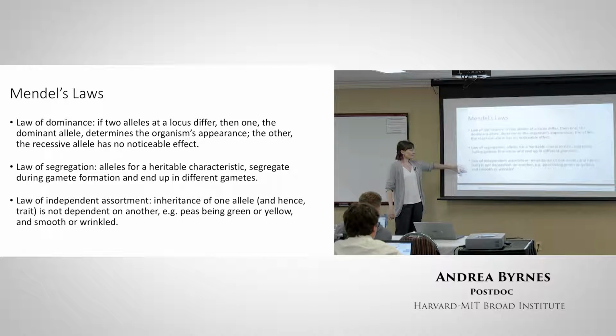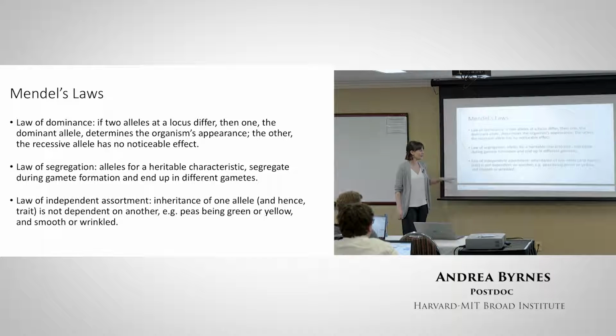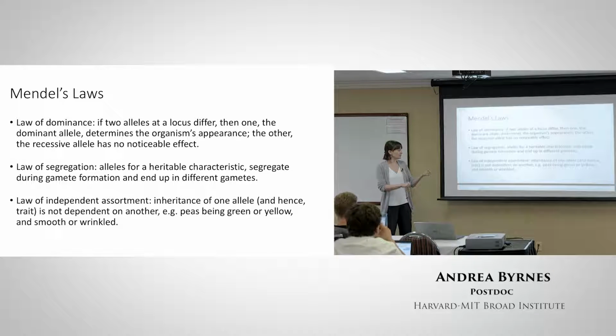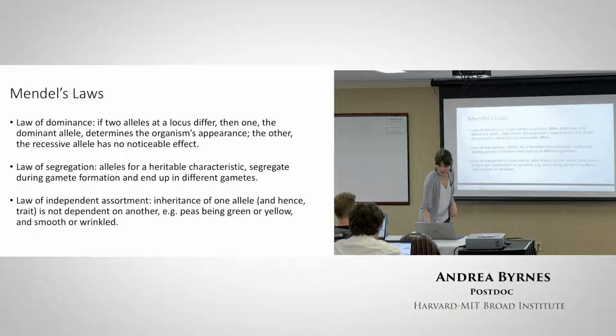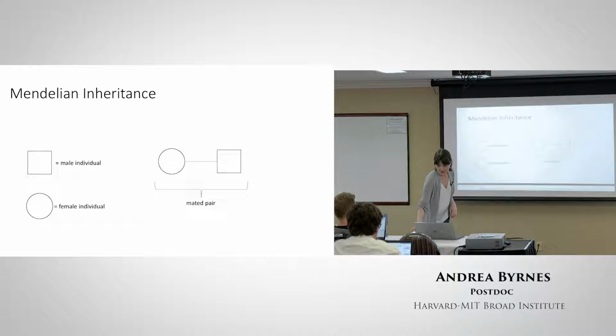And then the law of independent assortment. So inheritance of one allele, and so potentially a trait, is not dependent on another. So if your peas are wrinkly or smooth and what color the flowers are not correlated. And that's true for every trait, so says Mendel. And since I just talked to you about LD, we know this probably isn't true all the time, but there are going to be some cases where it is generally true.